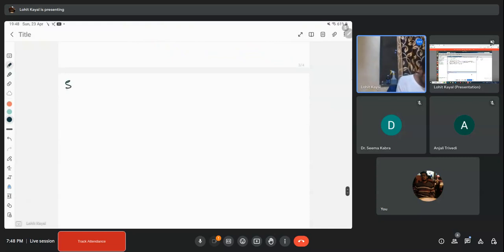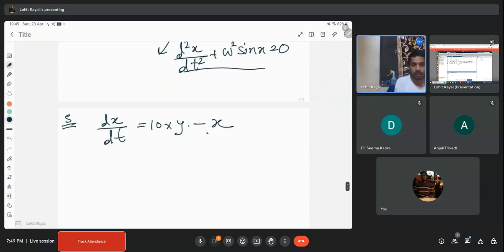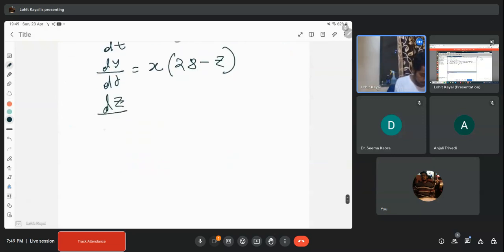So it is now equation 5. Here I have three variables, x, y, and z. dx/dt is equal to 10 times, sorry, 10 times (y minus x). dy/dt is x times (28 minus z), and dz/dt is equal to xy minus 8/3 z.